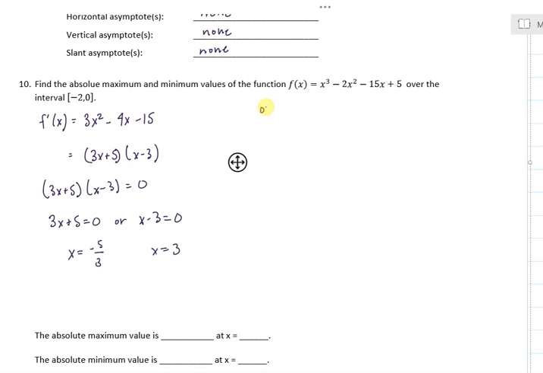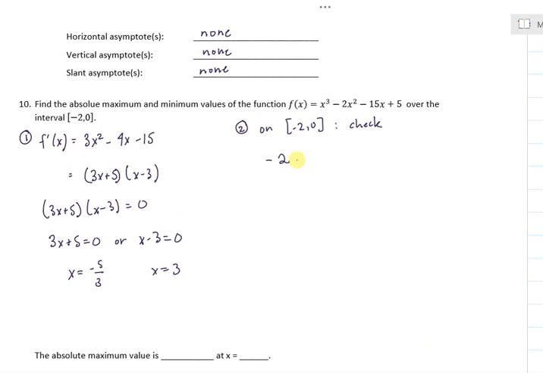Now I want to look at them on the interval negative 2, 0. So here's what I need to check. I need to check negative 2, because that's the end point. I need to check negative 5/3, because that's a critical value. 0 is an end point. I don't need to check 3, because it's not in my interval.